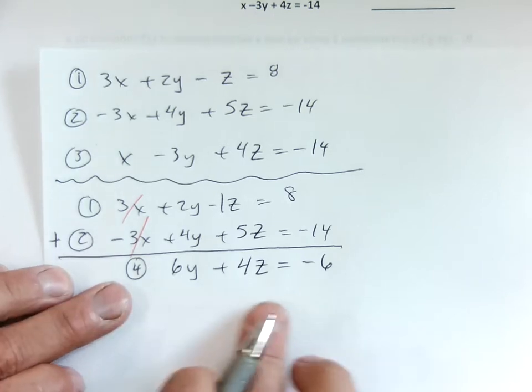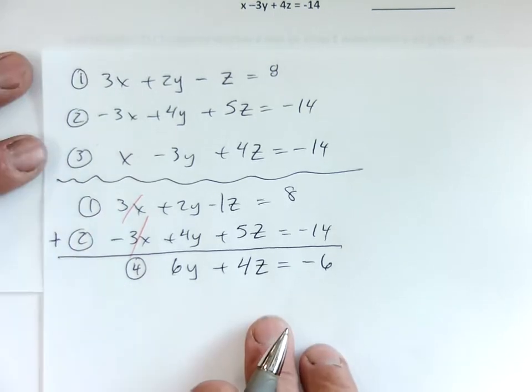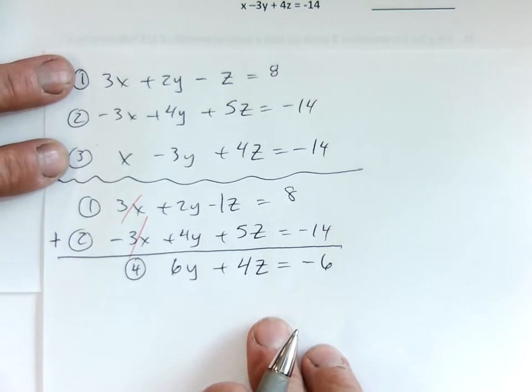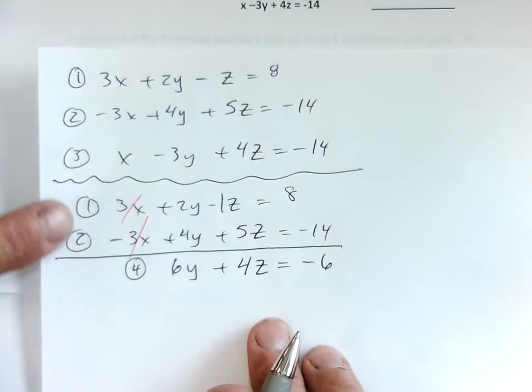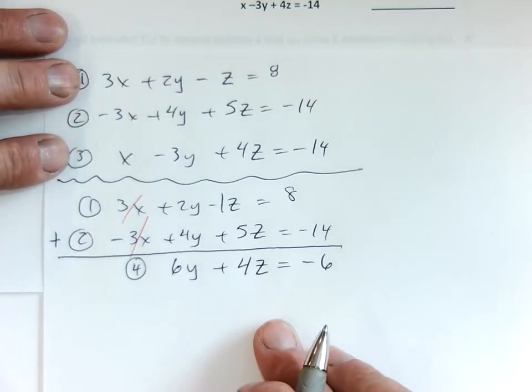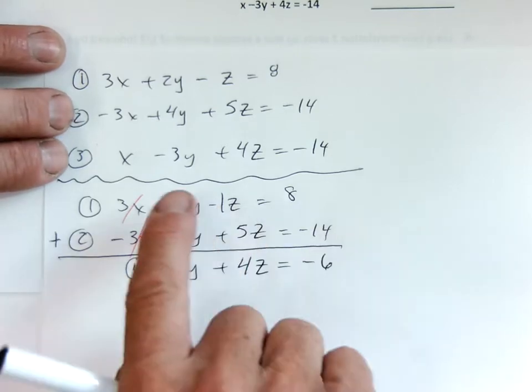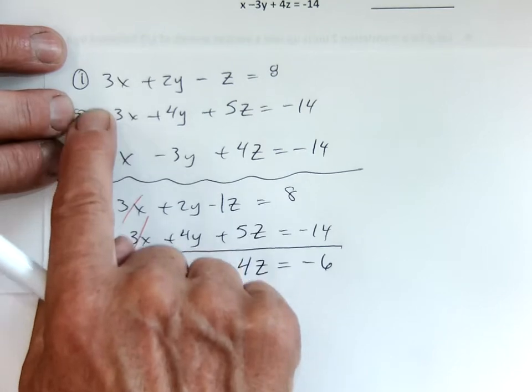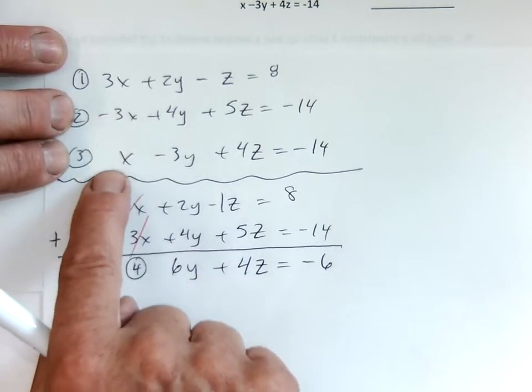Now, I need another equation like equation 4, so I go back up and I want to put two other equations together that cancel x. So I canceled x here. I want to cancel x again. So I'm going to put probably 2 and 3 together because I can multiply this one by 3. Put these two together, and I'll multiply this one by 3 because that'll cancel those out.